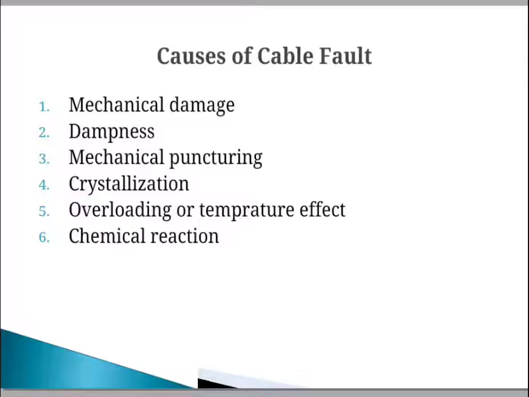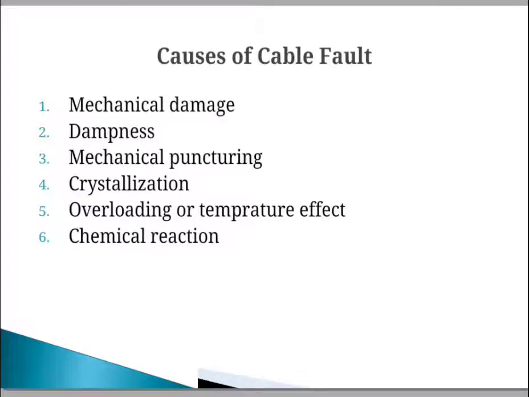Then the next one is overloading or temperature effect. Rise of temperature will affect the cable insulation, so the cable should be kept away from steam pipes, furnaces and boilers, etc., to prevent overloading. Then chemical action, which again affects the working properties of the cable. Because of chemical action there will be corrosion of the cable, so the cables are surrounded with a 10 centimeter layer of pure sand, to reduce the chemical reaction.